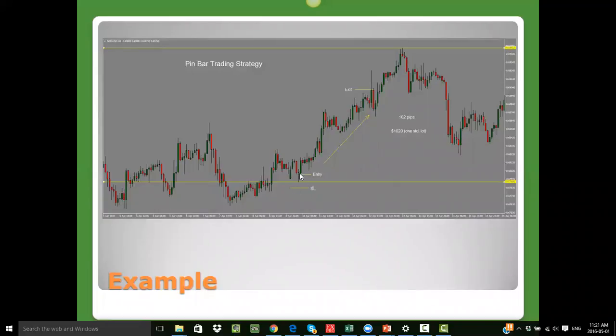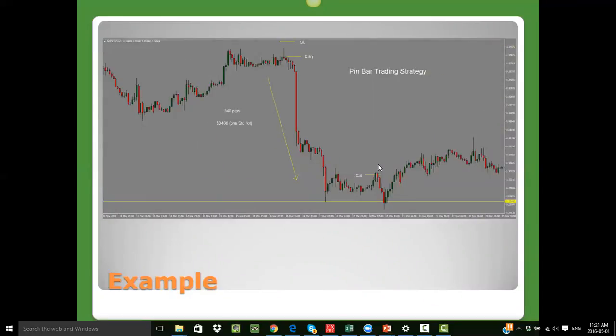So this is another nice example of a bullish pin bar. And actually, this is the one that we had looked at before. Any questions so far? Okay, so this is making sense.